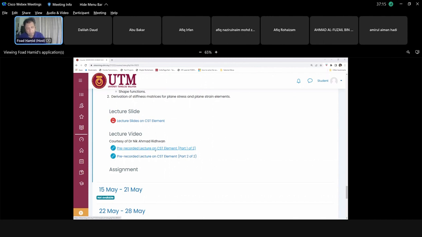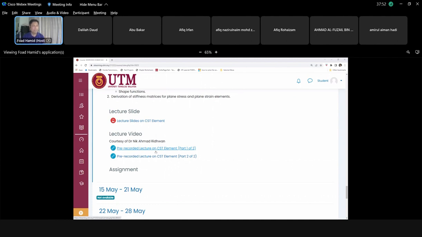After that, we put the bar element on an inclined surface, for example. So we put it at an angle, and what we get is the truss element. The truss element is still a 1D element, but with 2 degrees of freedom per node. So that's the progression.